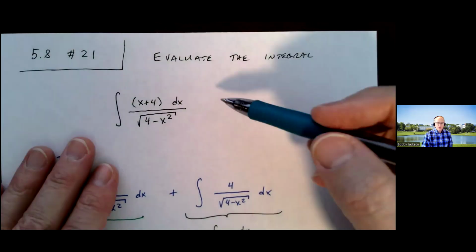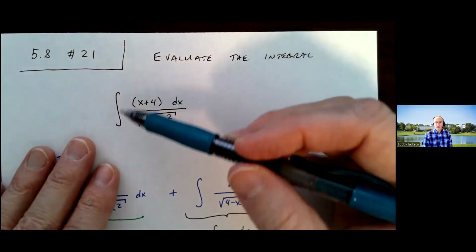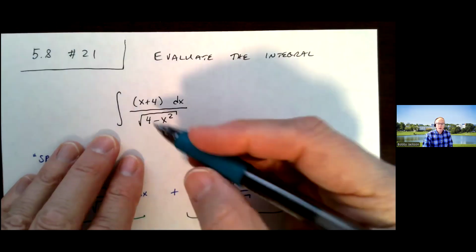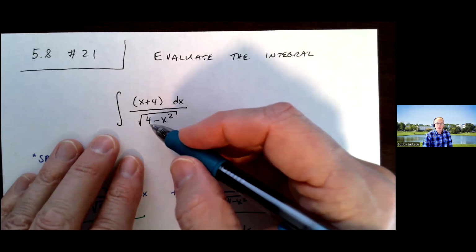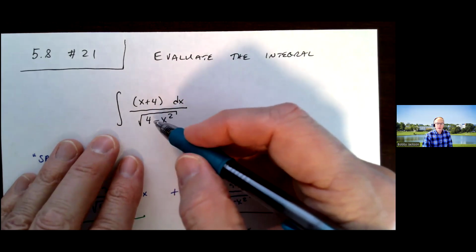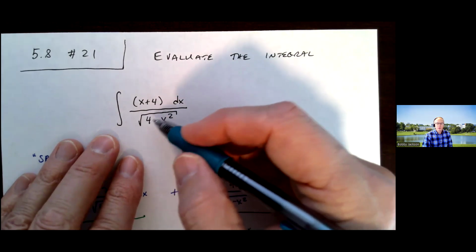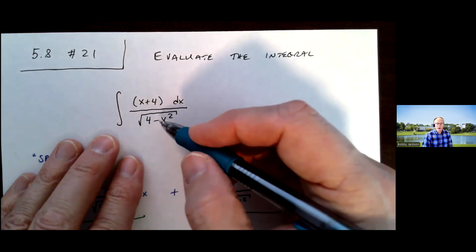Let's look at number 21 here in section 5.8. We're going to evaluate the following indefinite integral. And again, if you just say, well, let's try simple substitution, right? Let u be the 4 minus x squared under the radical here, right? Then my du is negative 2x dx, right? My derivative would be negative 2x dx, which I can multiply by negative 1/2 and I'll get an x dx.